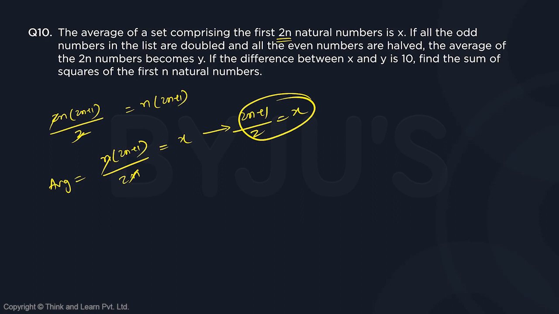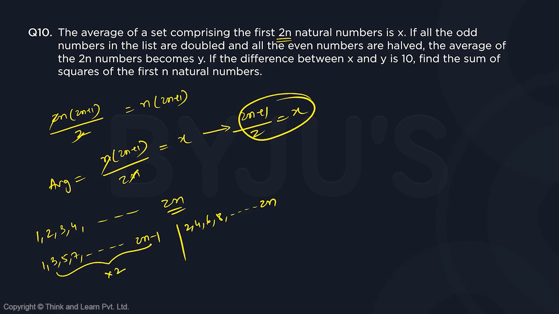Okay. Now if all the odd numbers in the list are doubled, what are the numbers? 1, 2, 3, 4 up to 2n. Remember, there are totally 2n number of terms, so ending with an even number. Now my odd numbers will be 1, 3, 5, 7 up to 2n minus 1. My even numbers are 2, 4, 6, 8 up to 2n. So if all the odd numbers in the list are doubled and these are halved, the average of the 2n numbers becomes y.